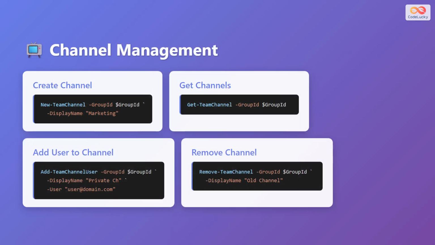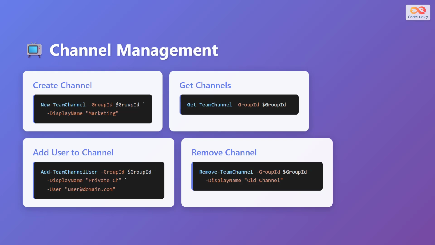Channels organize conversations and content within teams. To create a new channel, use the New-TeamChannel cmdlet with the GroupId of the team and the DisplayName for the channel. This creates a standard channel that all team members can access. To view all channels in a team, use Get-TeamChannel with the GroupId.